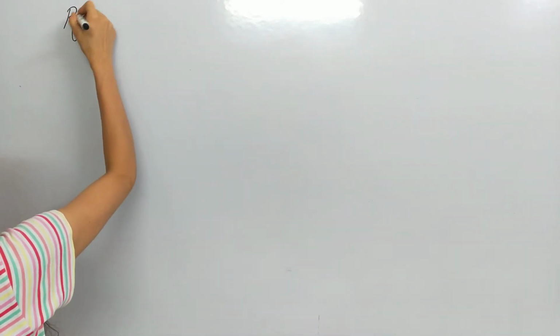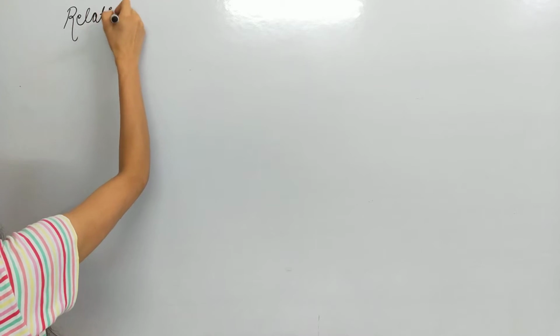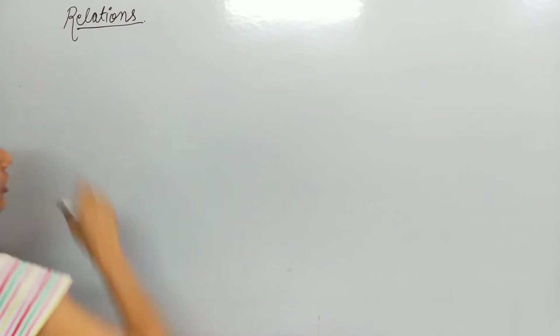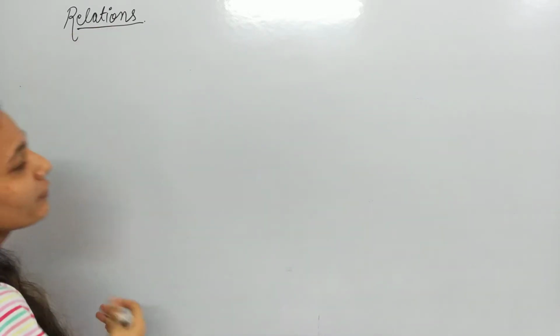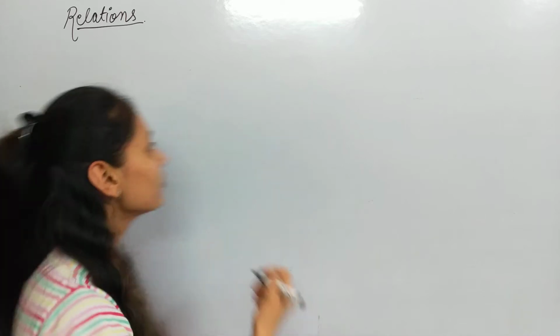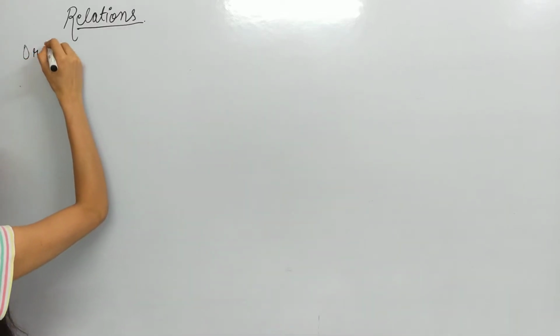Hello everyone, today we are going to start relations. We have completed with the explanation of sets. Now we will see what are relations. First of all, before relations, we will see one term, ordered pair.